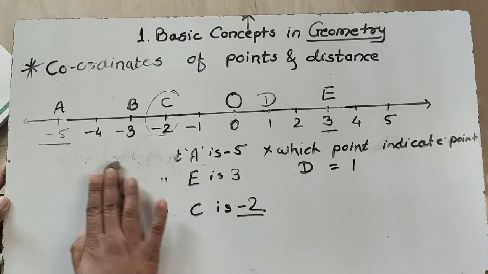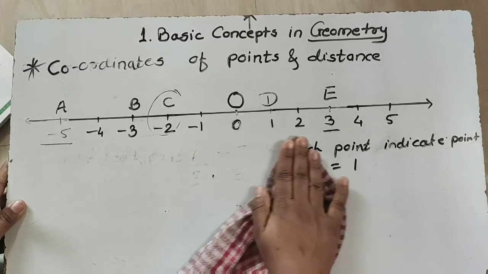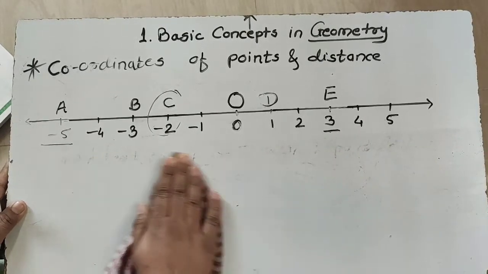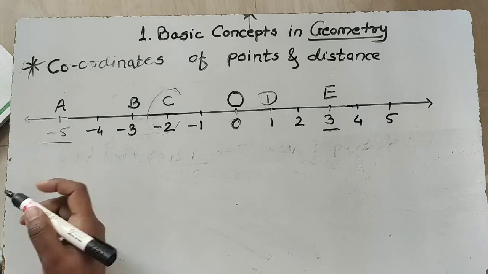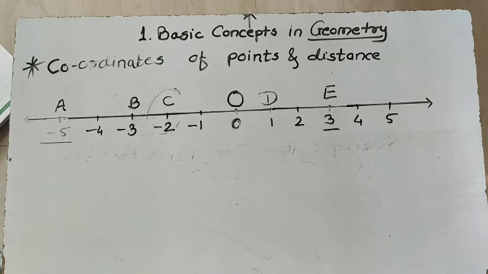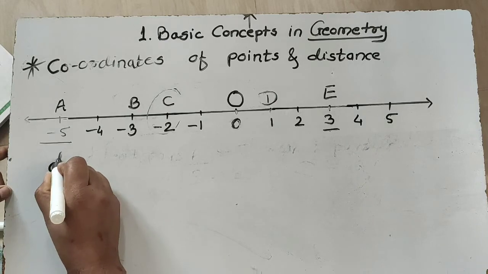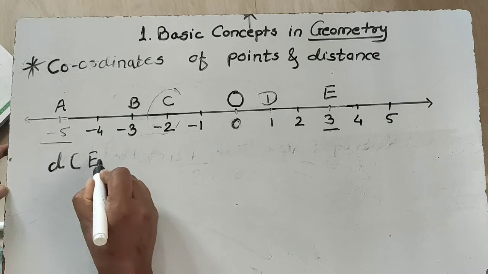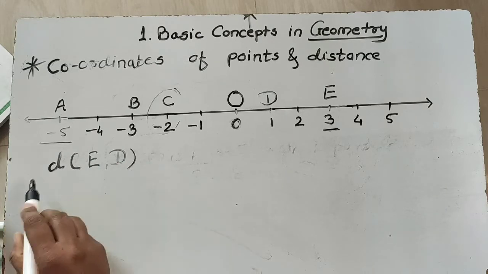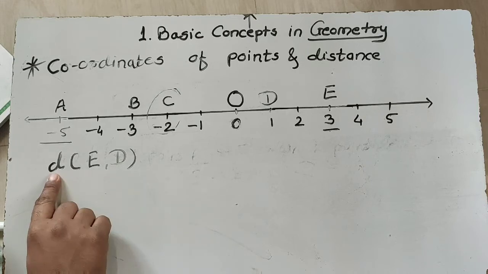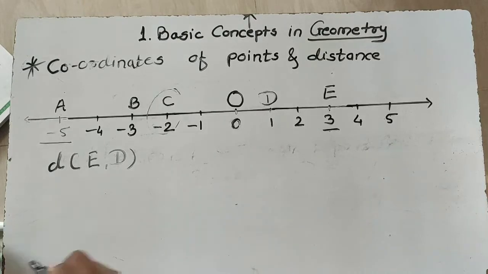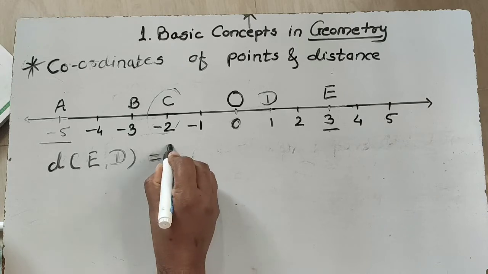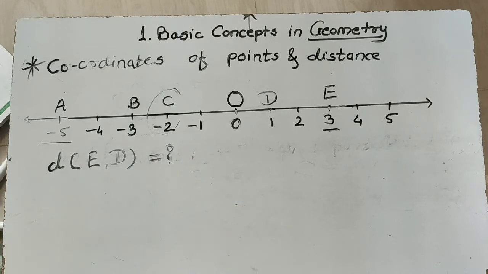Now we will see how to find the distance between 2 points. For that we will use this same number line, and we will see some questions. First of all, suppose I ask you what is the distance of point ED. It is written in this way, D for distance of point ED. So E is here and D is here, and that distance we have to find out, which I wrote here as a question mark.